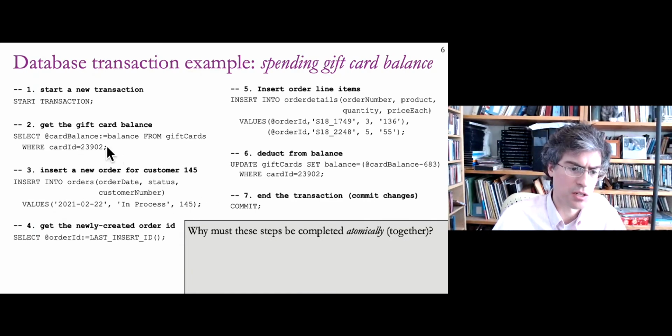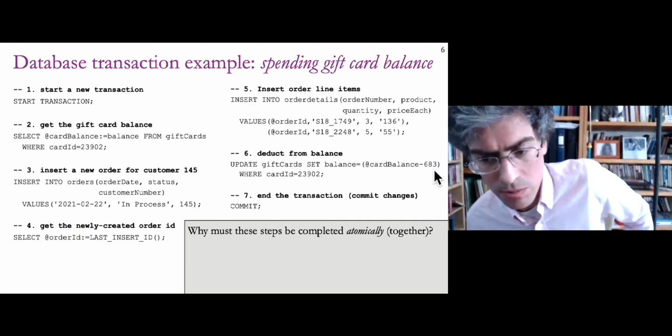You might have some code first that checks to see whether that balance is sufficient to handle this order that you're going to create. We create a row in the order table. After we do that, we get the order ID that we just created. For that order, we create a bunch of order details. So there are a bunch of items that are being purchased. In this case, there are 2 items. And one of them has a quantity of 3 and a price of $136. The other one has a quantity of 5 and a price of $55 per item. That together creates a cost of $683 for the purchase.